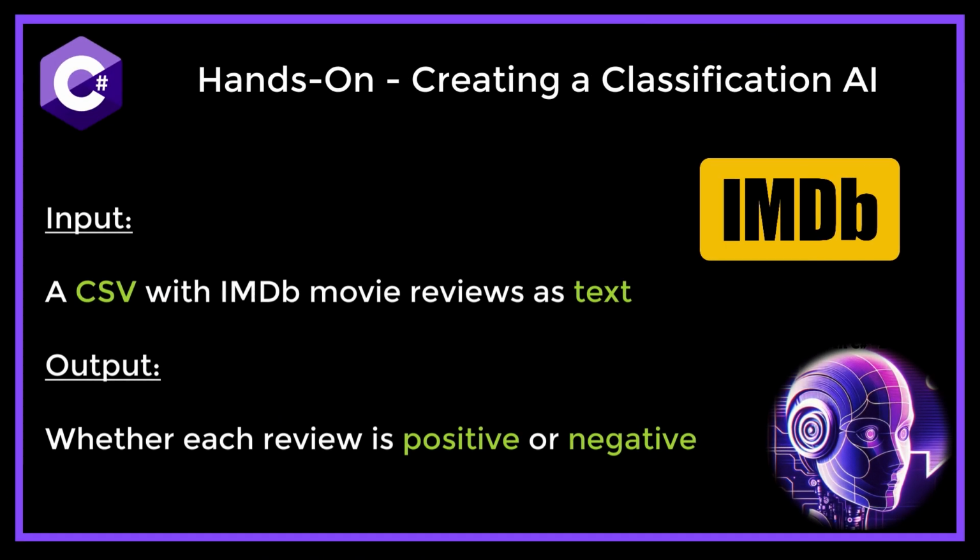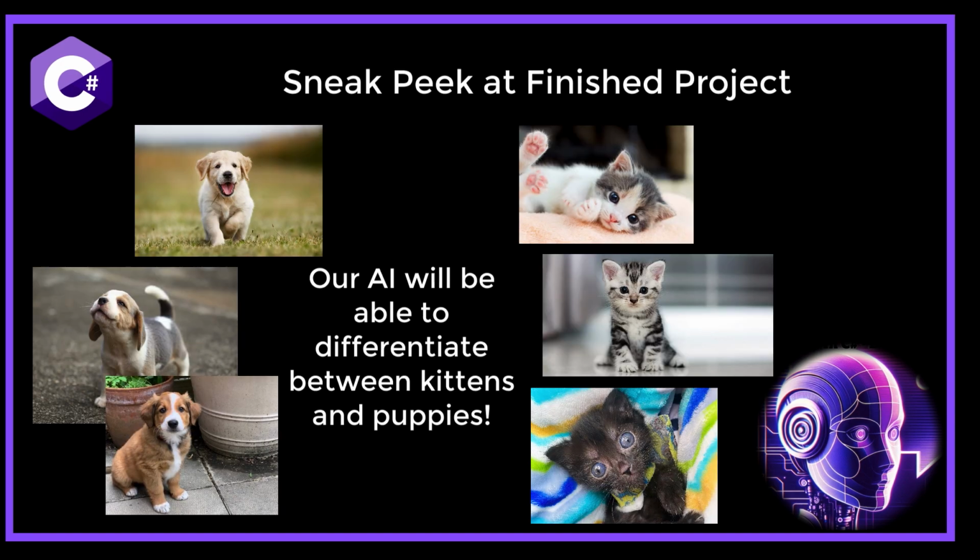We'll be working with a dataset of 50,000 values that we can get for free online from the IMDb popular movie review provider. After that, we will build an AI that can automatically tell whether an image contains a cute puppy or an adorable kitten. Our goal is to train a machine learning model that can accurately classify these images into their respective categories. But wait, how do we do that?